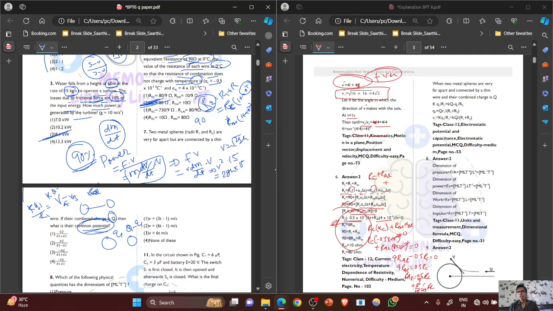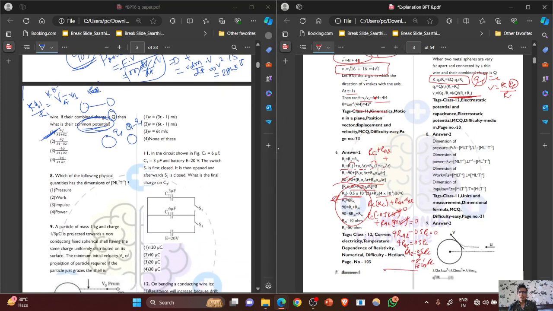You can see here the potentials are equal. So K Q1 by R1 equals K (Q minus Q1) by R2. From here we get the Q1 value: Q1 is equal to Q R1 by R1 plus R2. Now potential will be K Q1 by R1. Putting the value of Q1 here, we get the common potential. So the correct option will be K Q by R1 plus R2, which means the first option is the correct answer.